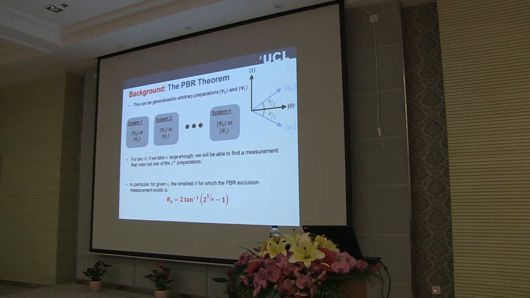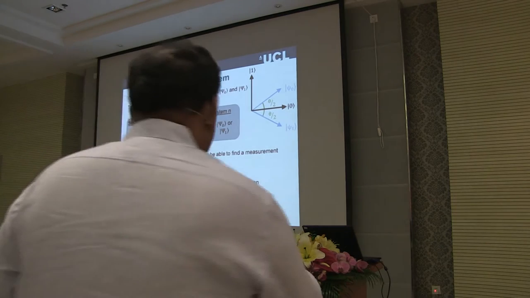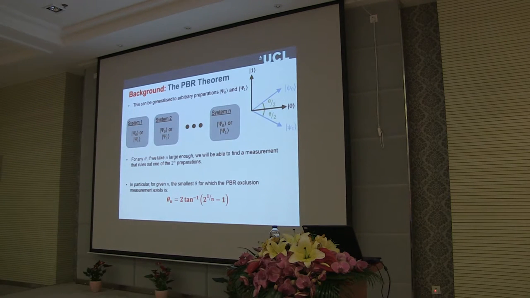And the PBR theorem in fact gives the smallest theta. For a given n, there is this relationship between theta and n: theta_n is 2 tan inverse of 2 to the 1 over n minus 1. So for a very, very small theta, you just have to take a large enough n. And for a given n, you know what the theta is. This is the thing that PBR shows.